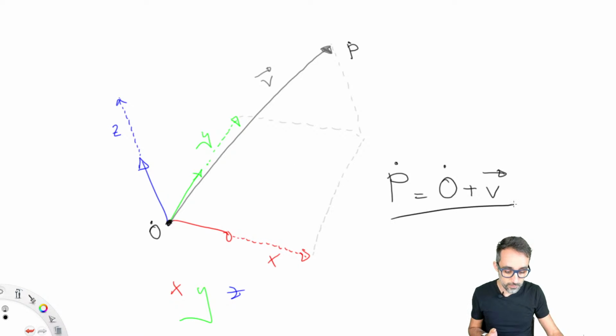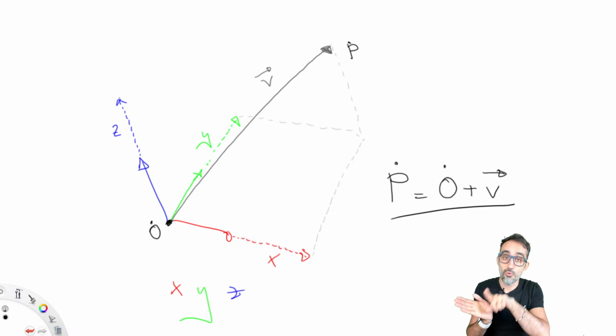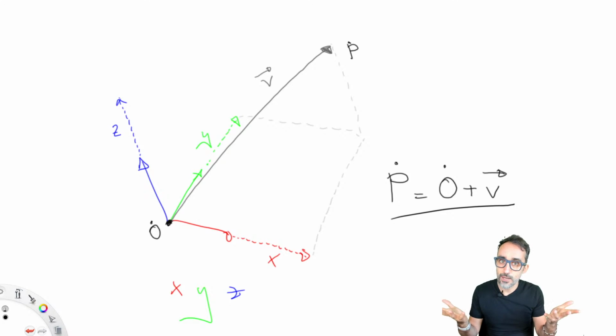So it's a very simple rule. P, the point that we want to find, is going to be equal to the origin moved by that position vector. So let's get busy. Should we see how to make that with code?